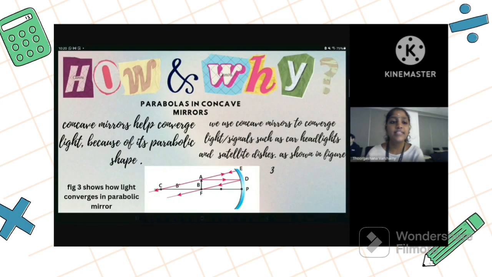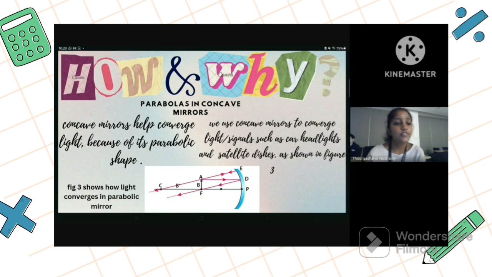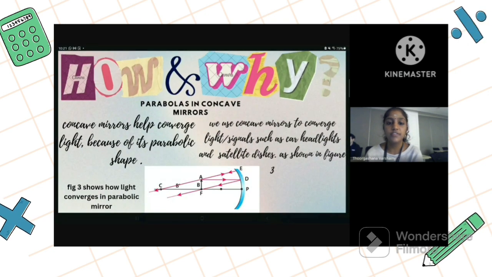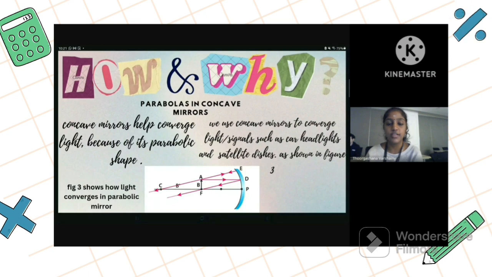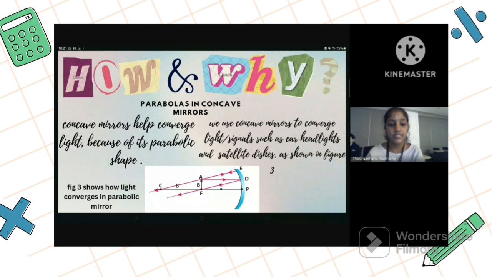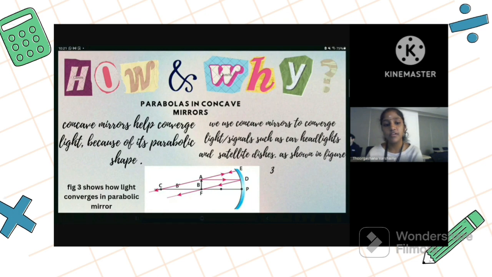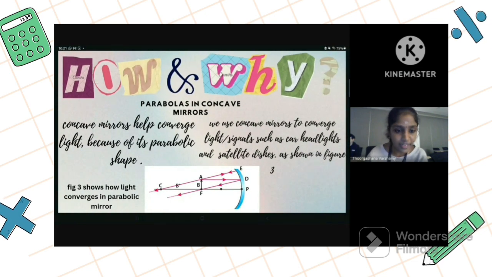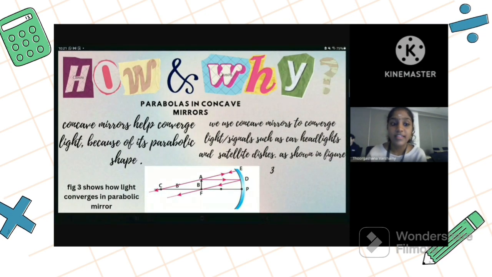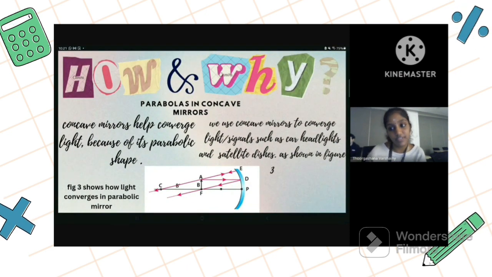How and why: parabolas in concave mirrors. A concave mirror helps converge light because of its parabolic shape. We use concave mirrors to converge light signals such as in headlights and satellite dishes, as shown in figure 3. As you can see, light rays pass through A and reflect in the mirror towards B, and also reflect towards E and reflect back towards C. Therefore, a parabolic or curved shape is formed when you observe.